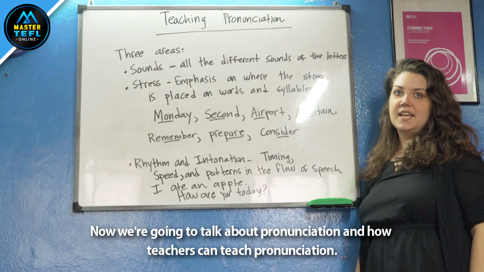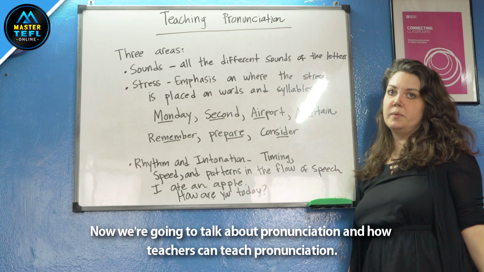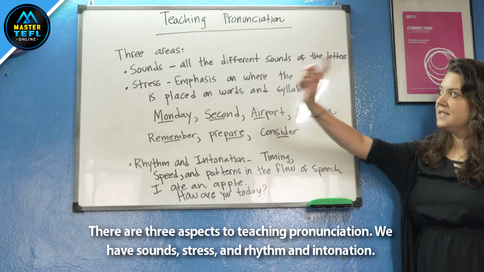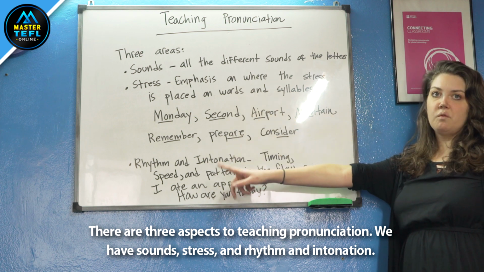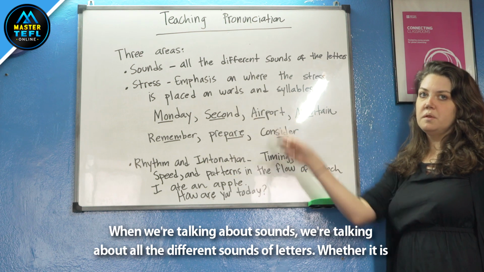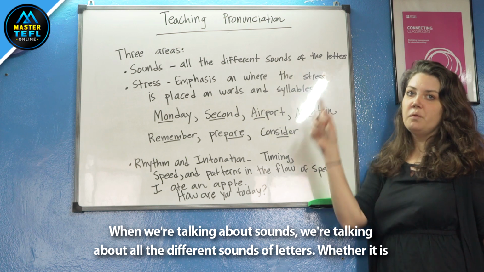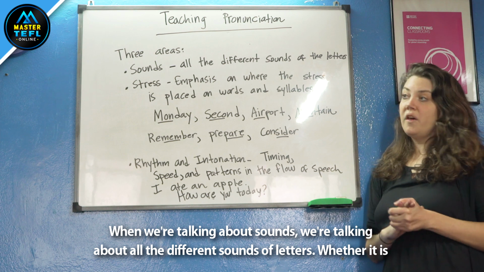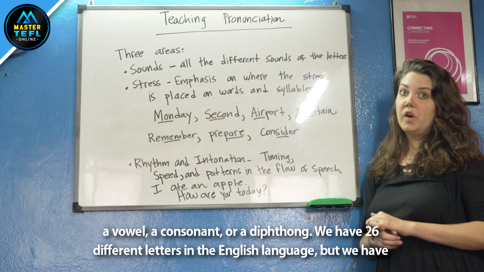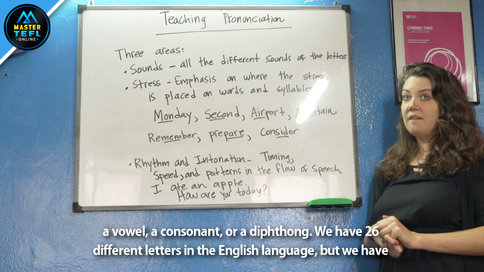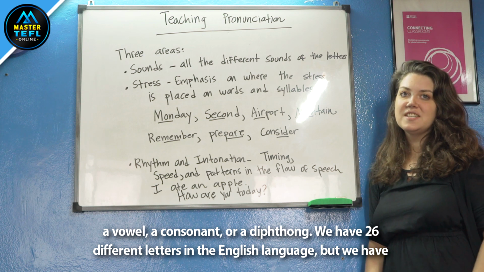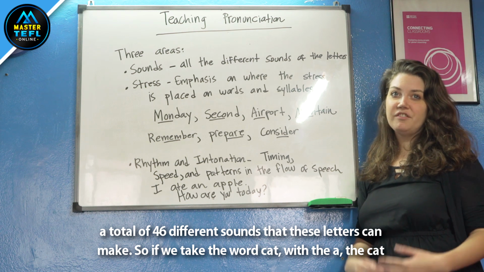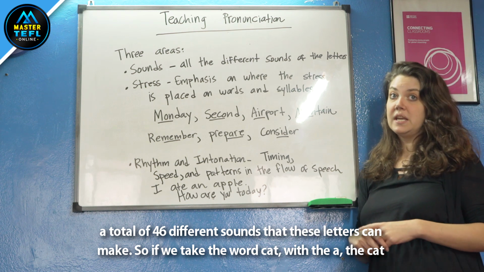to talk about pronunciation and how teachers can teach pronunciation. And there's three aspects to teaching pronunciation. We have sounds, stress, and rhythm and intonation. So when we're talking about sounds, we're talking about all the different sounds of letters, whether it's a vowel, consonant, or a diphthong. And so we have 26 different letters in the English language, but we have a total of 46 different sounds that these letters can make.